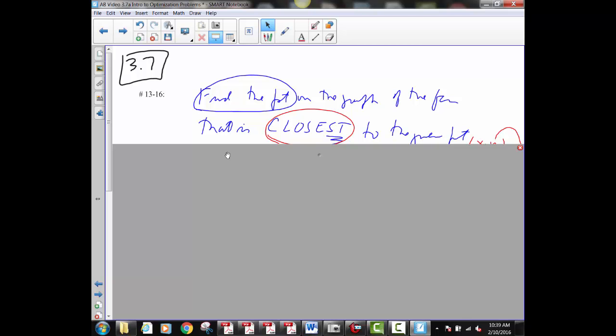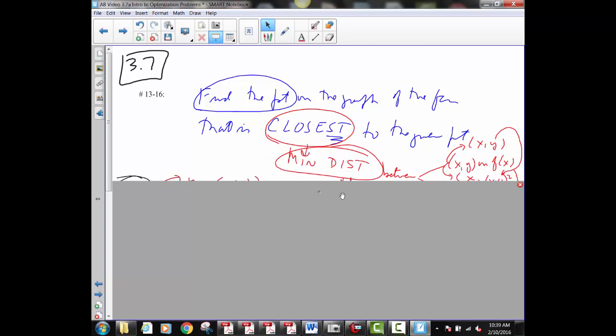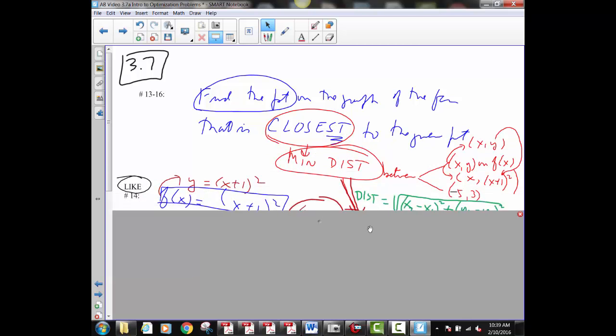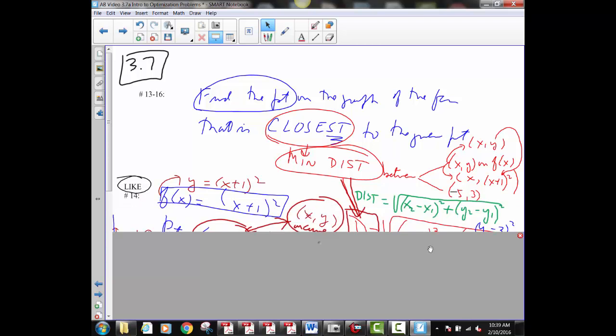Okay, this one's a little complicated. Find the point on the graph of the function that is closest to the given point. Closest means minimum distance, and the distance between 2 points is going to be the distance formula.